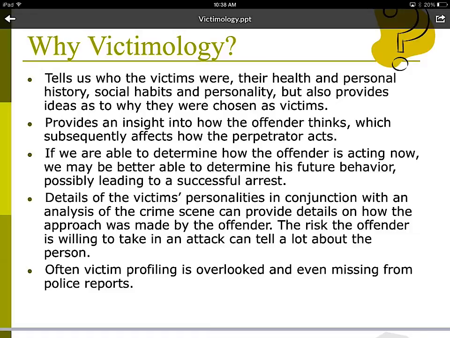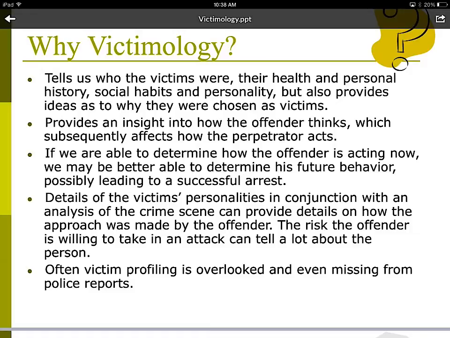So basically, investigators use victimology because it provides insight into how the offender thinks. It also can help us determine how the offender is acting, and we can predict this behavior, if it's going to continue, who their next victim might be, and we can stop them before they take another victim. It gives us details of the victim's personality in conjunction with the crime scene, and it also shows us the risk the offender was willing to take when they attacked them.